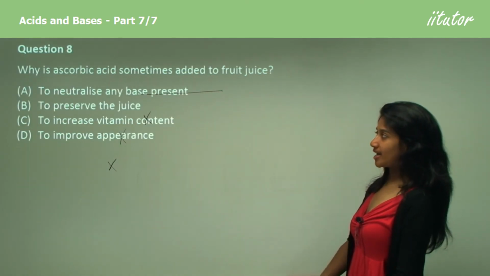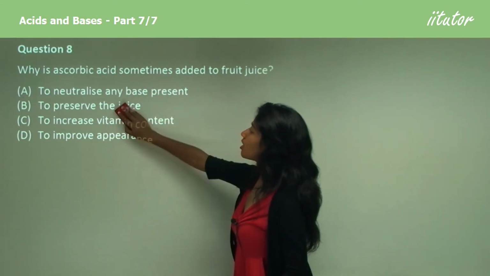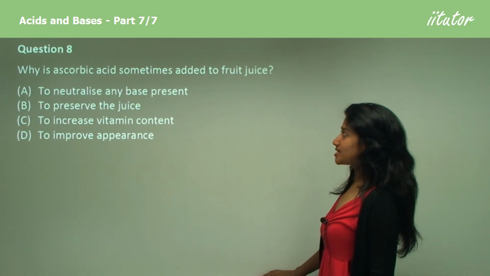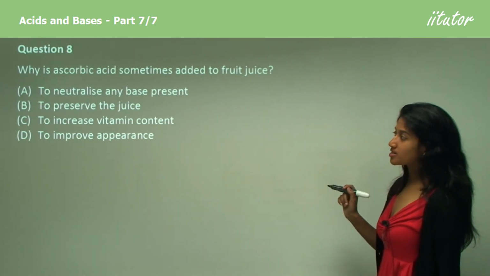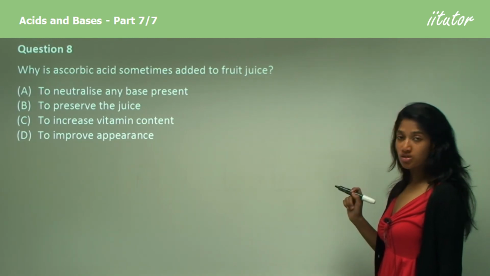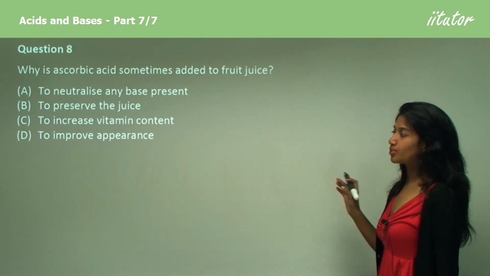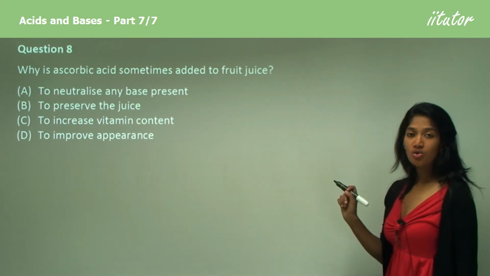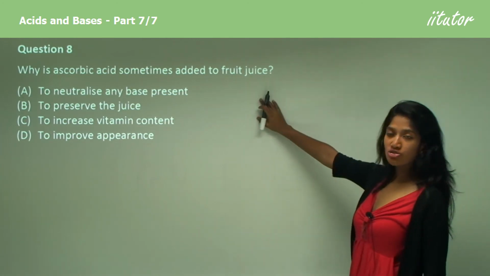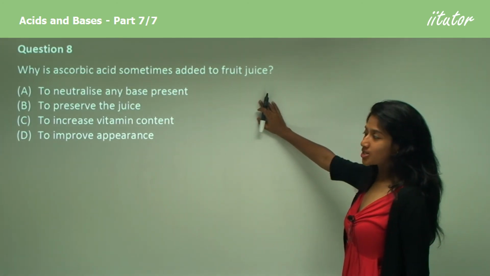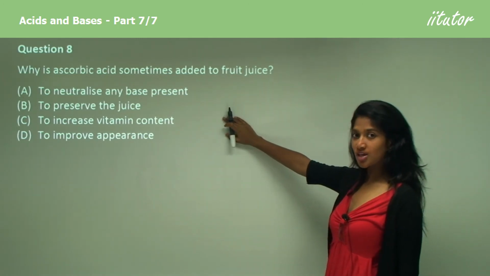Going to question 8 now, which is again a multiple choice question. Why is ascorbic acid sometimes added to fruit juice? Is it to neutralize any base present, or to preserve the juice, to increase vitamin content, or to improve appearance? We know that ascorbic acid is commonly known as vitamin C. So is it to neutralize any base present? There is no base present in fruit juices. Is it to preserve the juice?